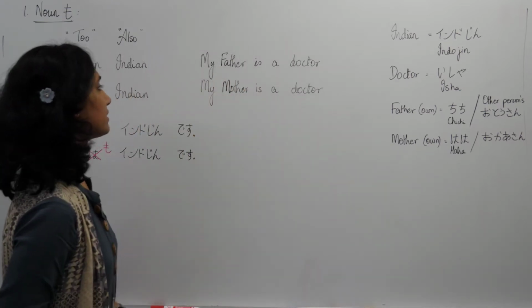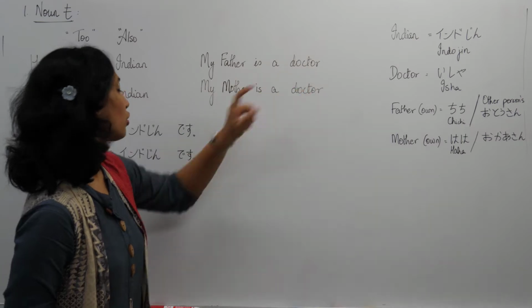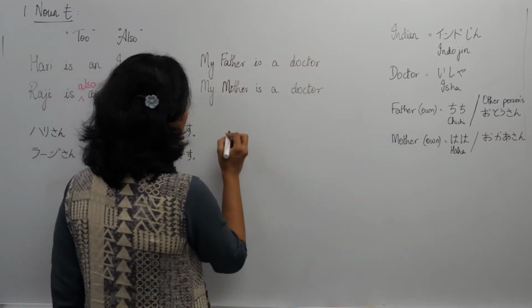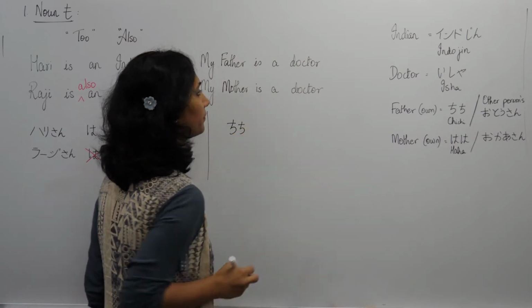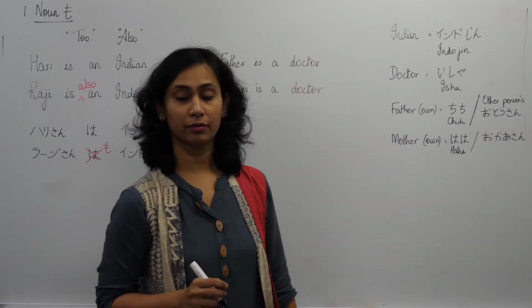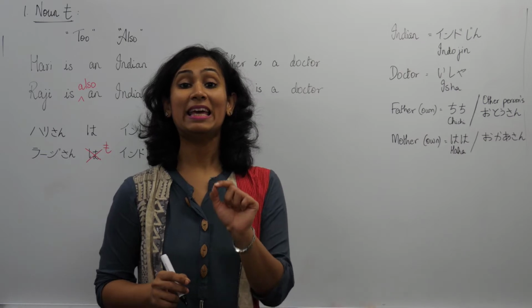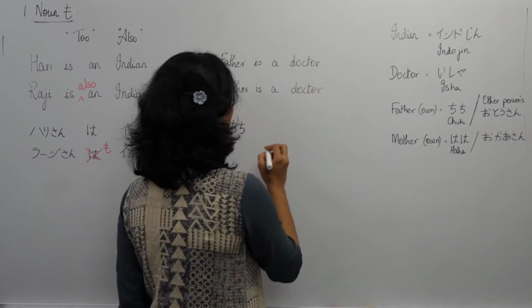Let's frame this sentence. My father is a doctor. So my father, the word is chichi. Doctor, the word is isha. Isha.